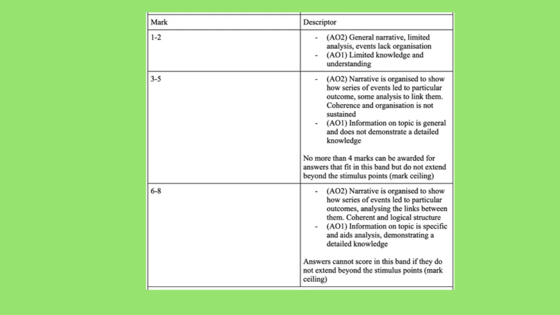These are the bands for this question, which you can also find out about more in our overview video. Have a read through and see where you think your answer might fit. Then try and determine a mark. Generally speaking though, to score highly in this question, you need to analyse the links between the events that led to this particular outcome. It's not just about listing one event after another, but showing that you understand the importance of all of those things that led to this particular event. You also need to use your own knowledge to show a really good understanding of the topic.